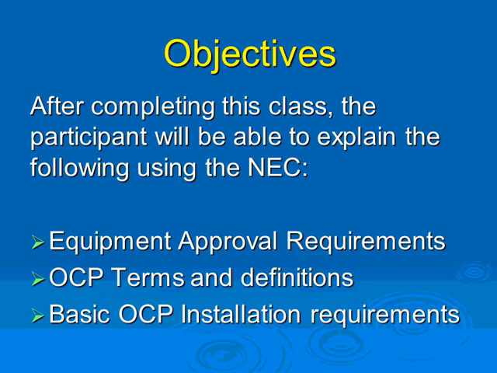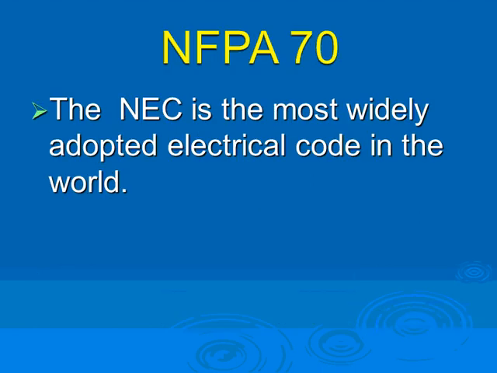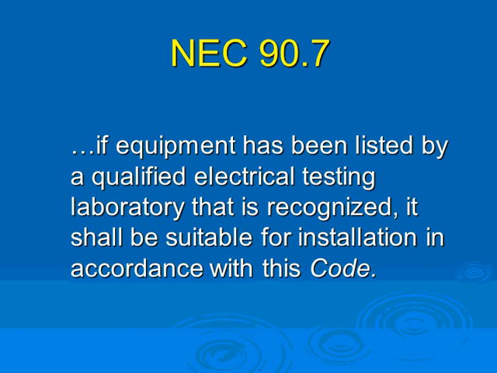And if you work in high-profile jobs, you most likely have seen the overcurrent protection coordination terms and sheets that you get. So 70 most widely used, we talk about this one. This is very important, guys. 90.7: equipment has been listed by a qualified electrical testing laboratory. Gentlemen, and ladies, you're looking at it right here. That is recognized. It shall be suitable for installation according to the NEC code book.